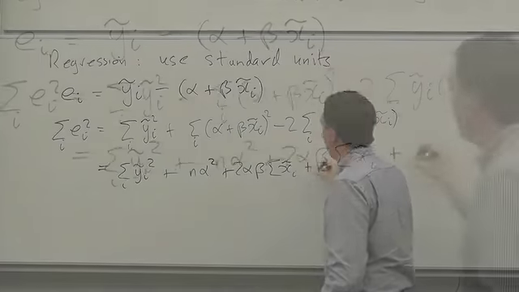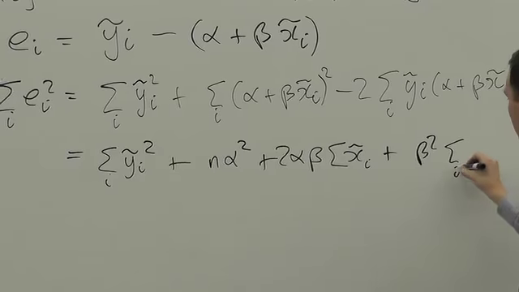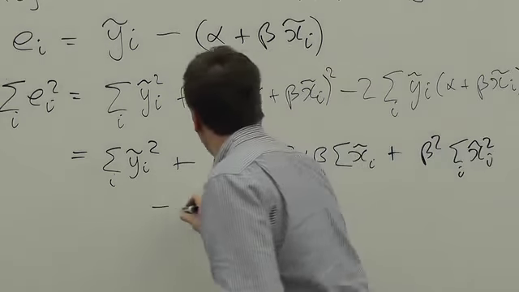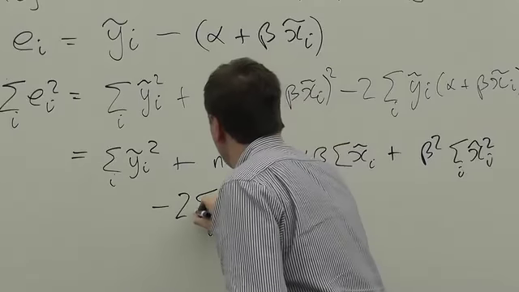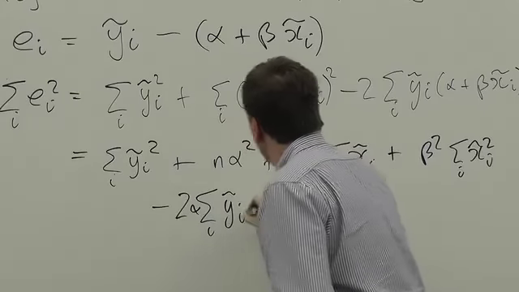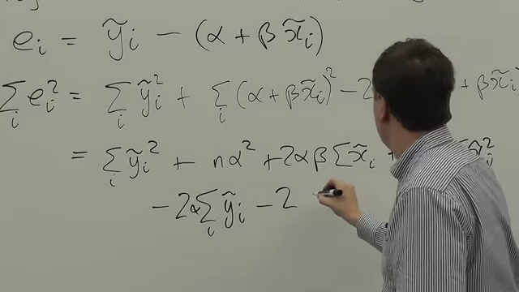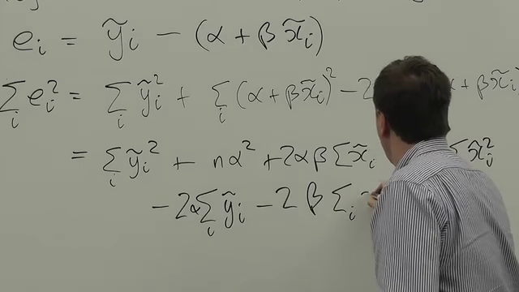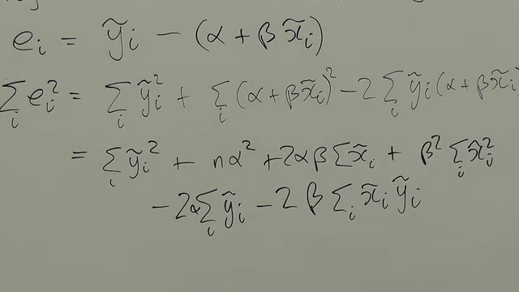And finally, from expanding this bracket out, we'll get beta squared times the sum over i of the x tilde squared. And then we expand this piece out here. We get minus 2 times the sum over i of alpha times y tilde i. And we also have minus 2 beta times the sum over i of x tilde i y tilde i.